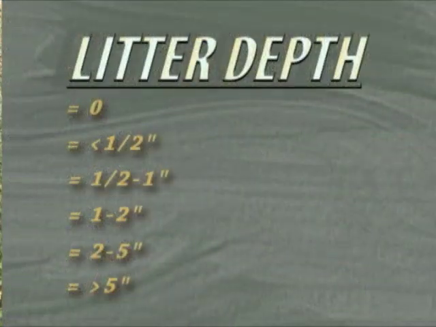We also want to look at litter depth. And litter is basically the leafy material that you'll find accumulating on the ground. At this site, we have very little of it. There's just some leaves, so we'd probably classify this as less than 1/2 inch.